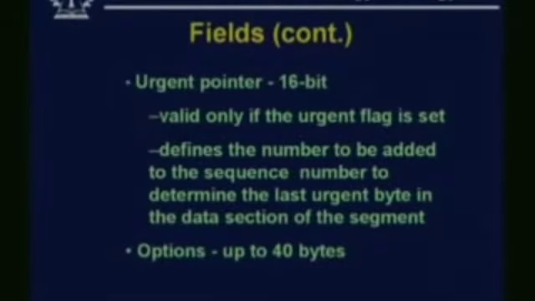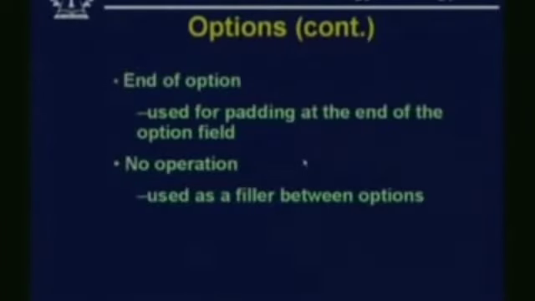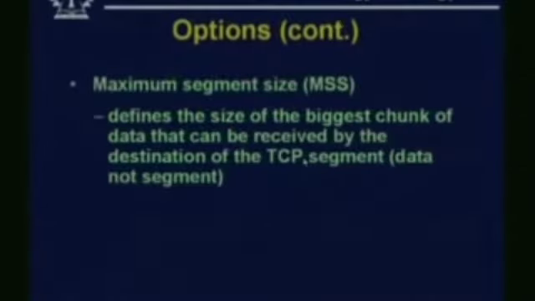The urgent pointer is 16 bits, valid only if the urgent flag is set. It defines the number to be added to the sequence number to determine the last urgent byte in the data section of the segment. And options is up to 40 bytes. An option could be a single byte or multiple bytes. If it is multiple bytes, it may contain maximum segment size, window scale factor, timestamp, etc. Or, as a single byte, it shows the end of options and no operation for padding purposes. So end of option is used for padding at the end of the option field, and no operation is used as a filler between the options.